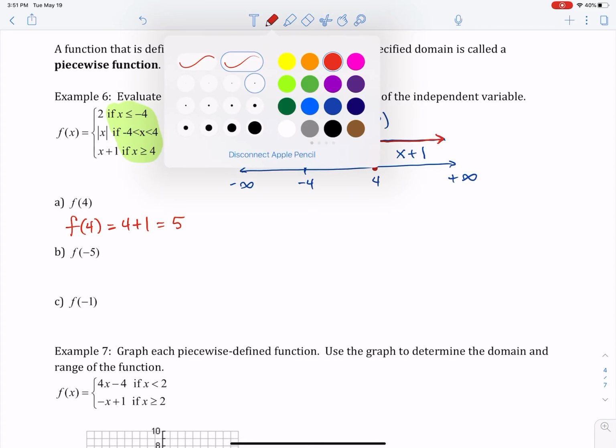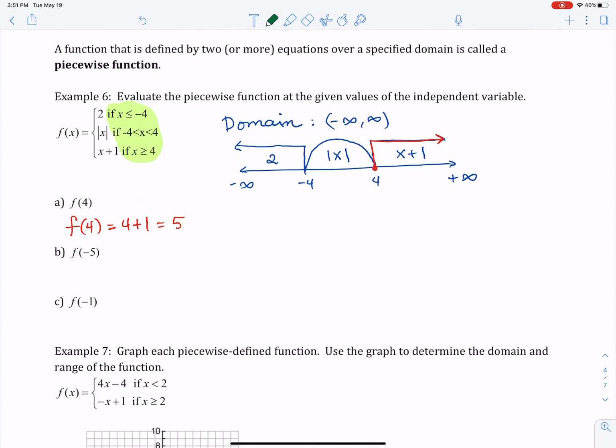The next question, they ask me, what is f of -5? So I need to go ahead and find where -5 is, and -5 is right here. So the rule for -5 is the y value is equal to 2. So f of -5 is going to be equal to 2. And I'm going to underline that here too.